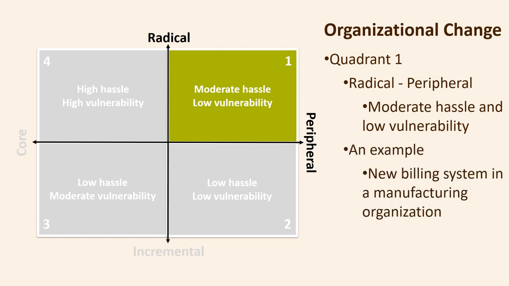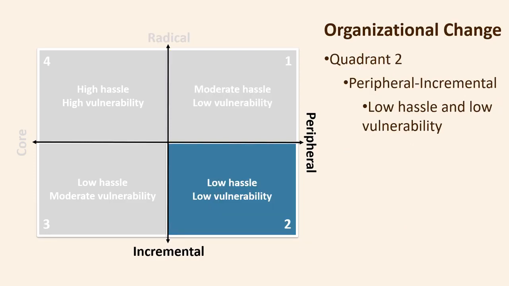An example of a change placed in Quadrant 1 might be a new billing system in a manufacturing organization, potentially a radical departure from existing systems and in its impact on those directly involved, but peripheral to the primary manufacturing task of the organization. The organization can go back to the old system or choose another without interfering with the primary production.